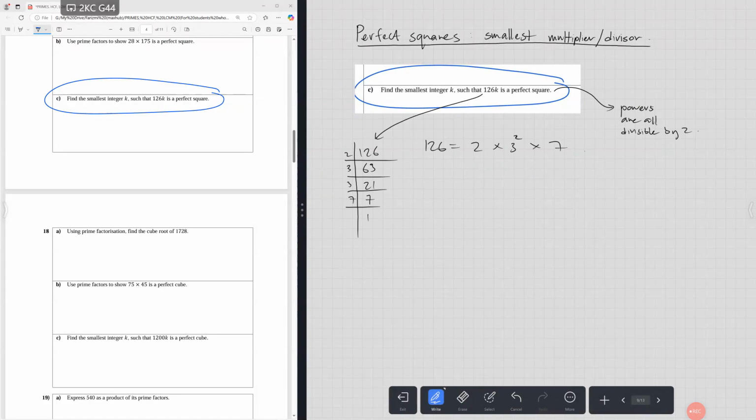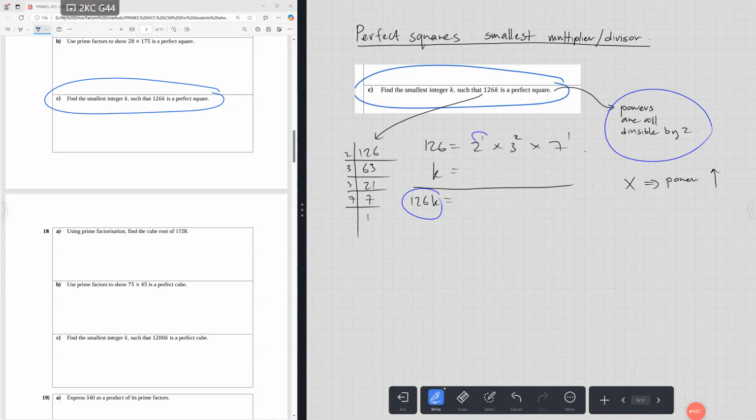times 7. And here, what you do for the working is you put a k here, a long line, and after that you put 126k. The goal is to make 126k a perfect square, by which all the powers are divisible by 2. You also need to understand the relationship: if it's a multiplication, you have to power up. So over here is 2 power 1 and 7 power 1.